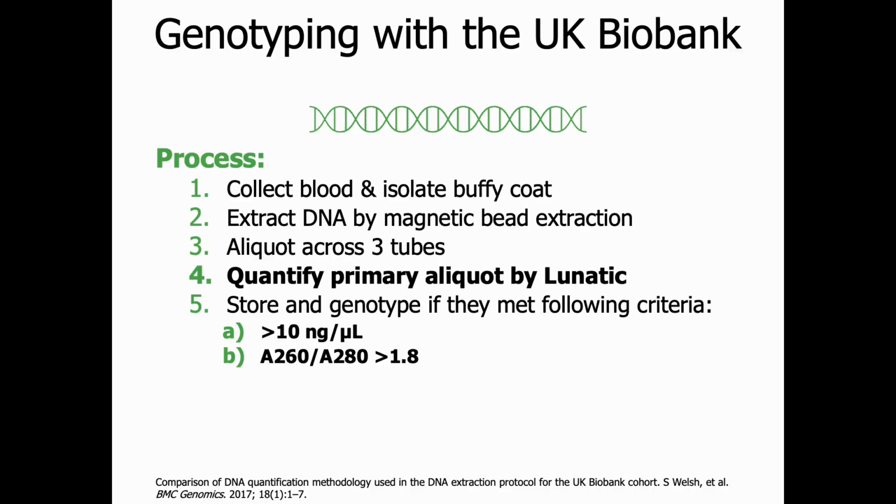The primary aliquot was quantified on the Lunatic as a quality stand-in for its sibling aliquot. If it met their criteria, DNA concentration above 10 nanograms per microliter and an A260/A280 ratio above 1.8, the sibling aliquot proceeded to genotyping. The genotyping results had an average call rate of 99.48% and a pass rate of 99.45%, confirming high-quality DNA across the cohort.